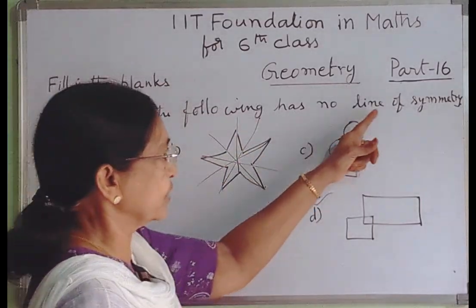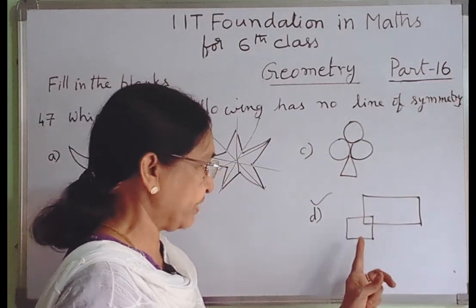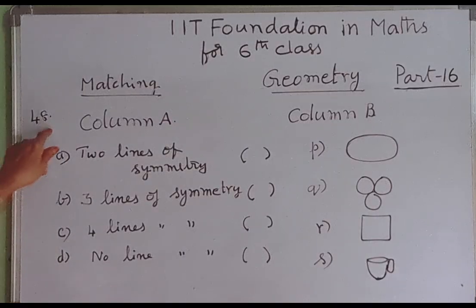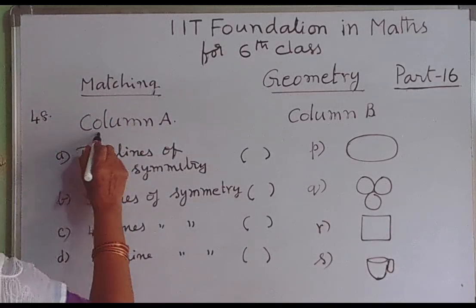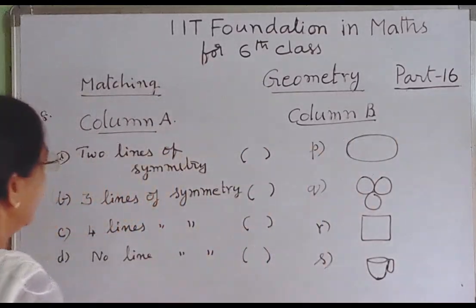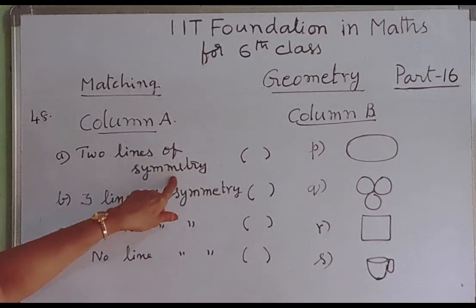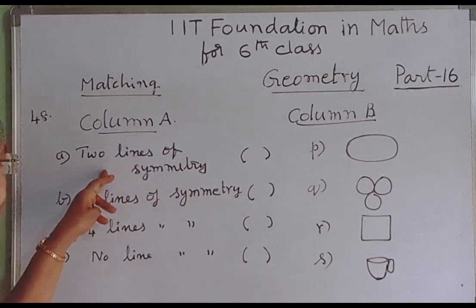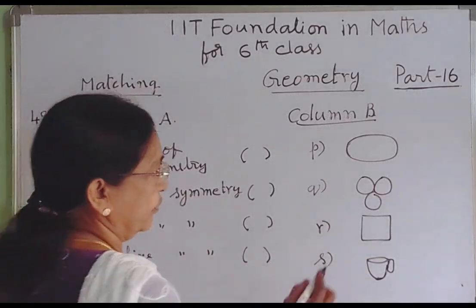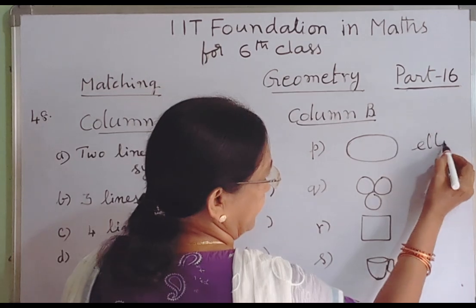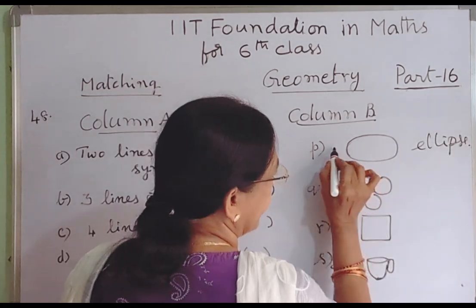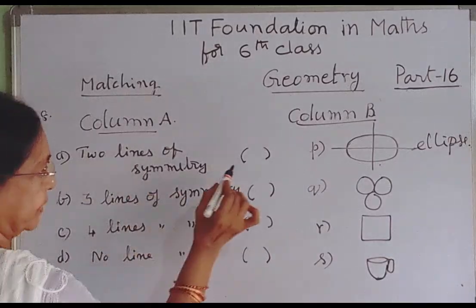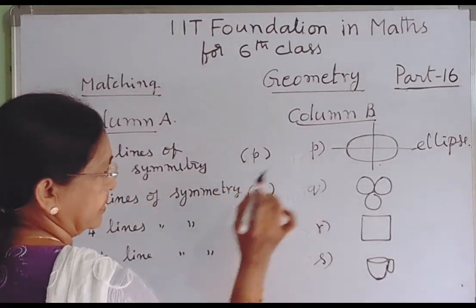Which of the following has no line of symmetry? This figure has no line of symmetry. Next, 48. Matching column A and column B. 2 lines of symmetry. Among these 3-4 figures, which figure has 2 lines of symmetry? This is an ellipse. This has 2 lines of symmetry. So P is the correct answer.